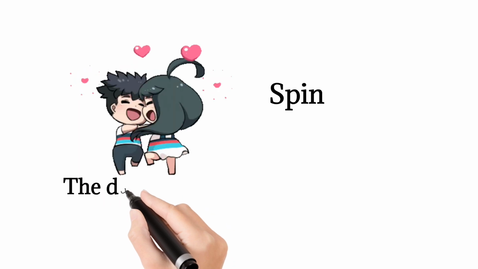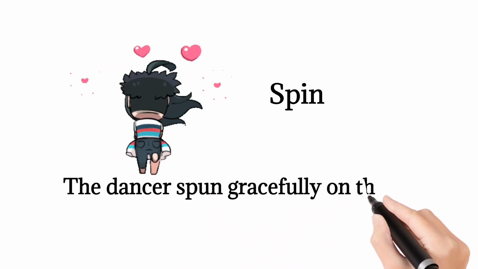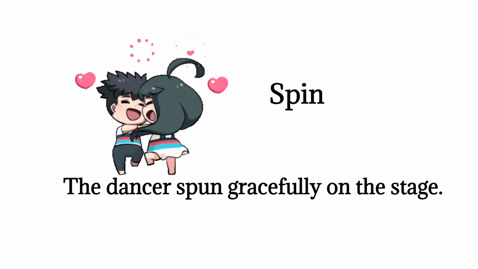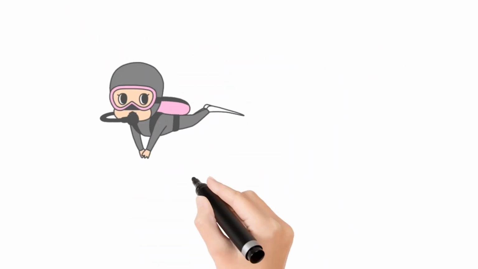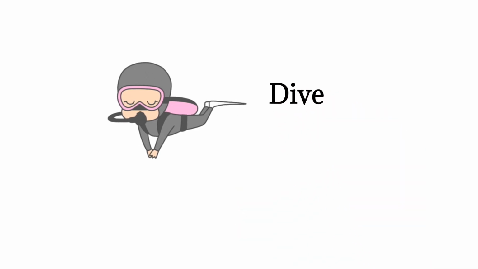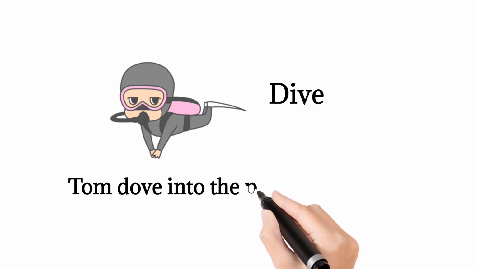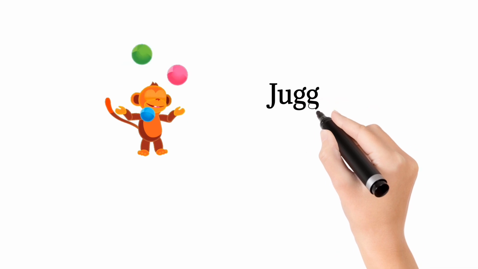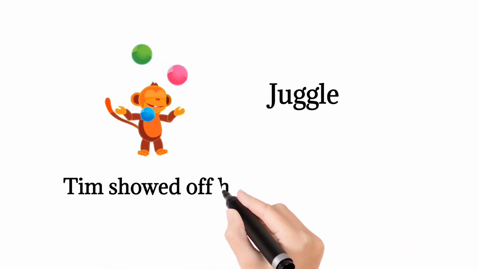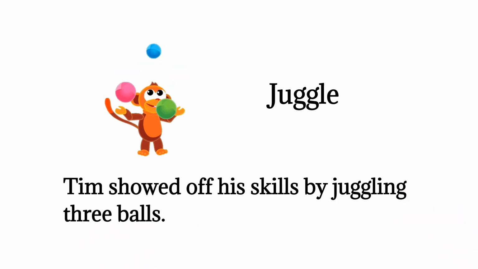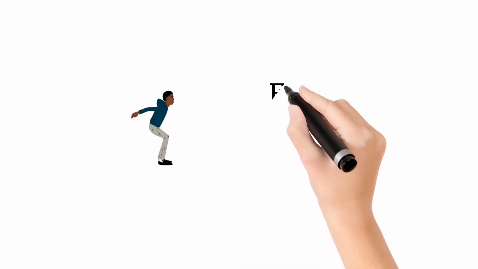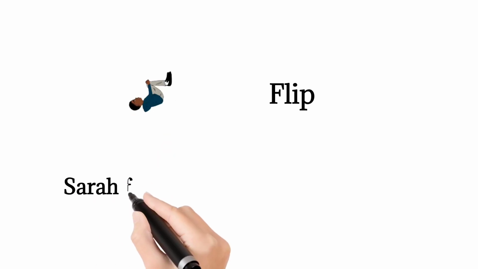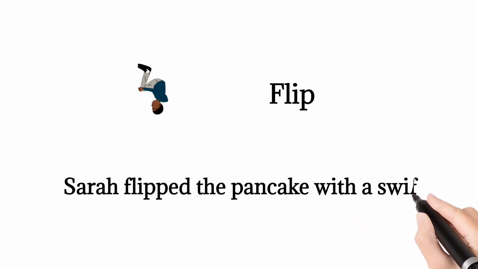Spin. The dancer spun gracefully on the stage. Dive. Tom dove into the pool to cool off. Juggle. Tim showed off his skills by juggling 3 balls. Flip. Sarah flipped the pancake with a swift motion.